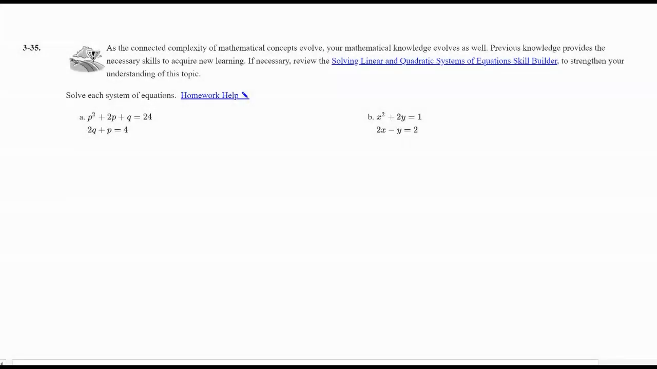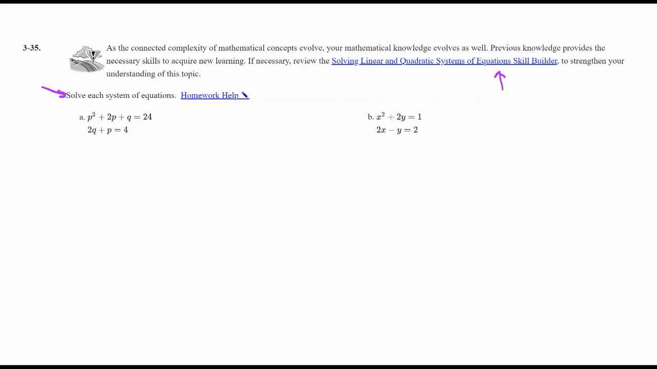All right, so we got a couple things here. We're just solving systems of equations in this one, but just a quick reminder that CPM was really nice to have some links to help us out with this stuff. So if we're needing some more practice with solving linear and quadratic systems, there's a lot of practice problems in this situation here. So okay, let's do this one here.